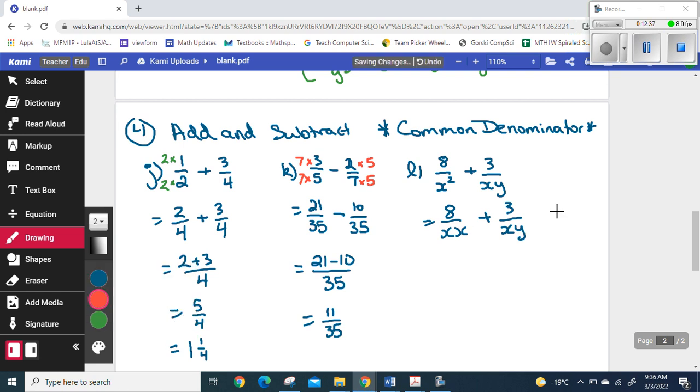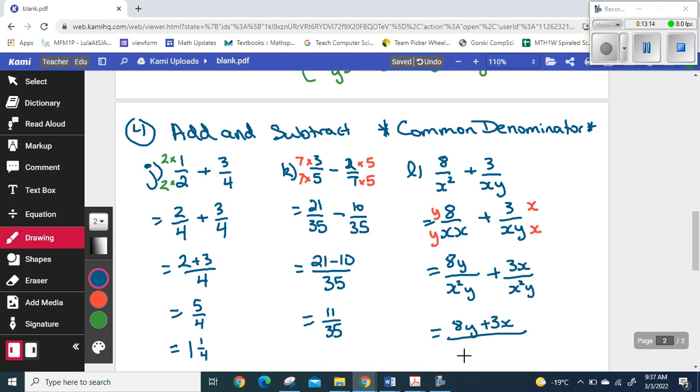All right. I've got 2 x's there, so I need another one to multiply over here. I've got to multiply top and bottom here by x. This one's got a y, so I need a y over here, so I've got to multiply top and bottom by y. Now I have 8y up top and x² y on the bottom, plus 3x up top and x² y on the bottom. Now my denominators match. Add my numerators, so you get 8y plus 3x all over x² y. Can I go any further? No, you are done right there.